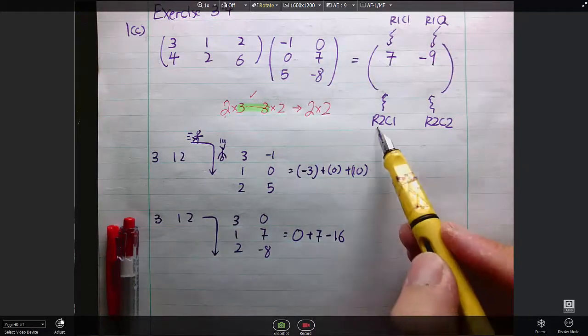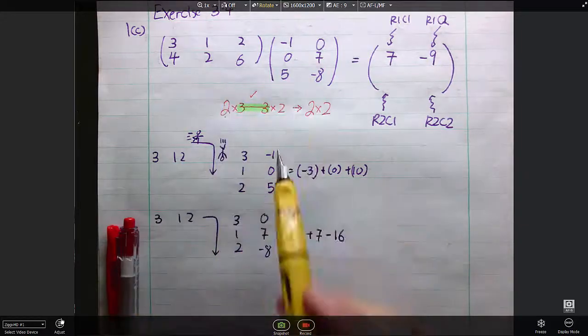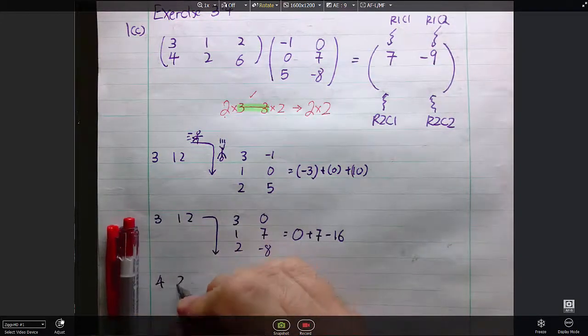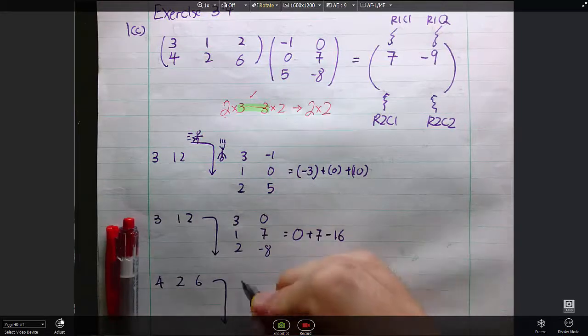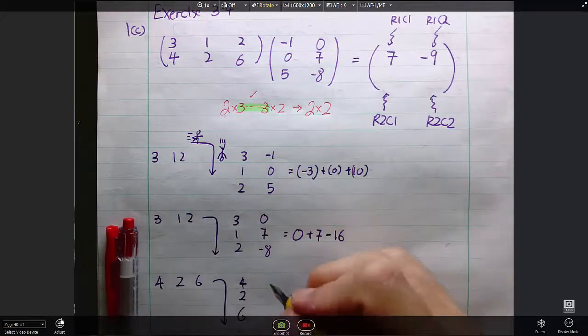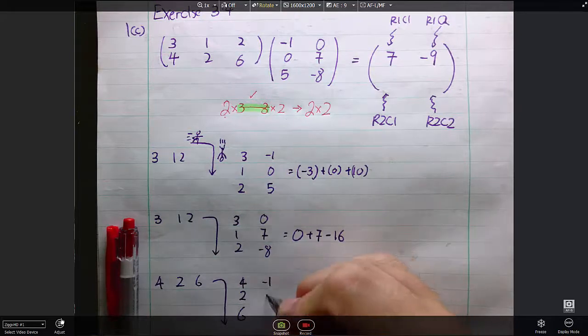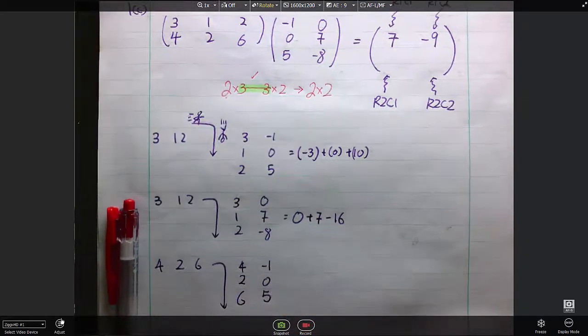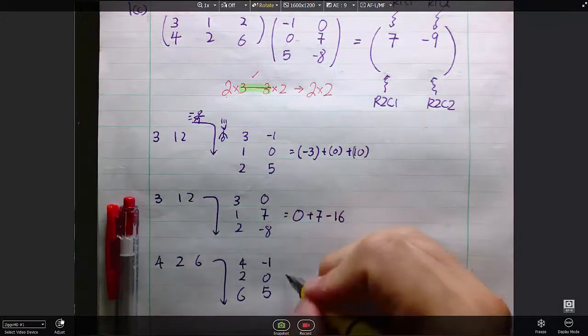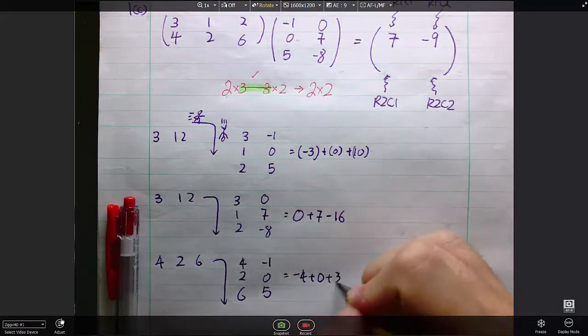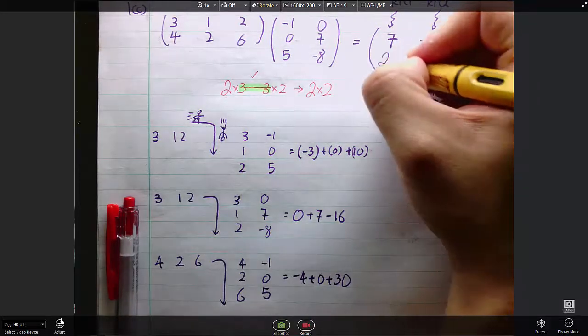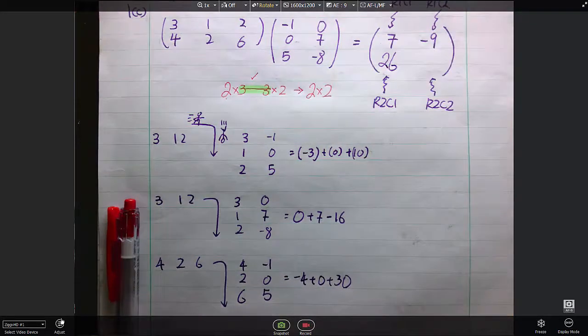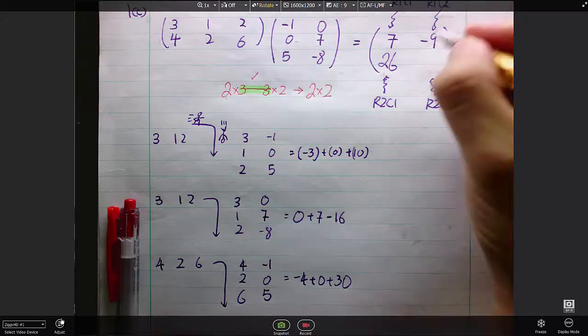Now we go to row 2, column 1. So it's 4, 2, 6, run and dive with column 1: negative 1, 0, and 5. What we have here is negative 4 plus 0 plus 30, which gives me 26. Finally, row 2, column 2, you can try it out on your own. I will just give you the answer. It will be 14 minus 48, which is actually negative 34.